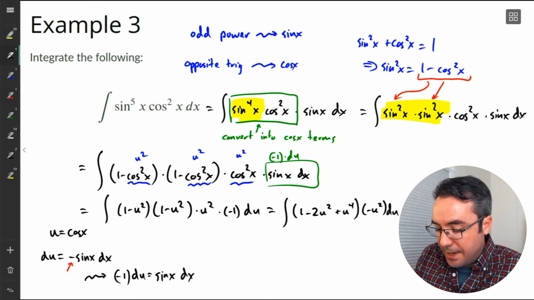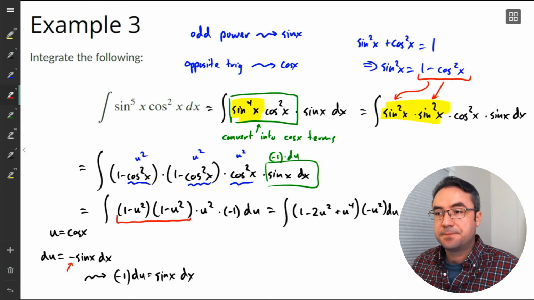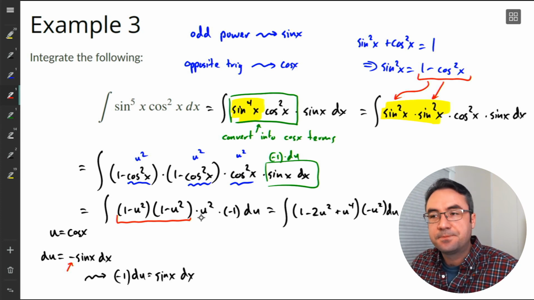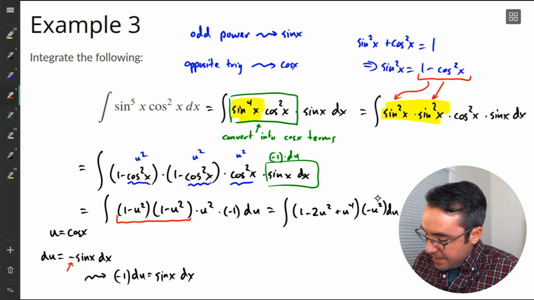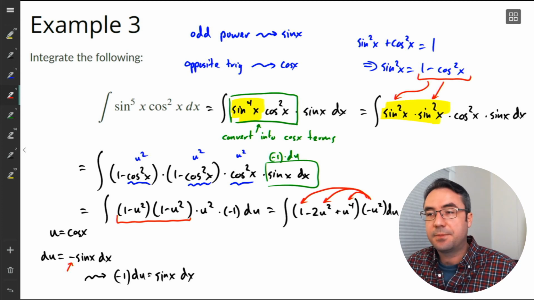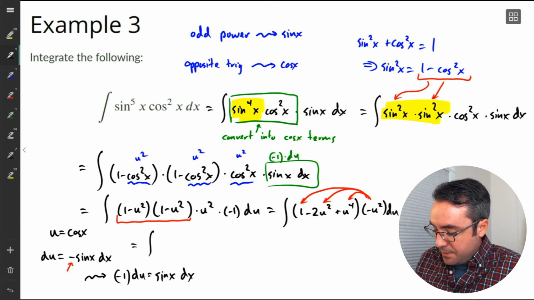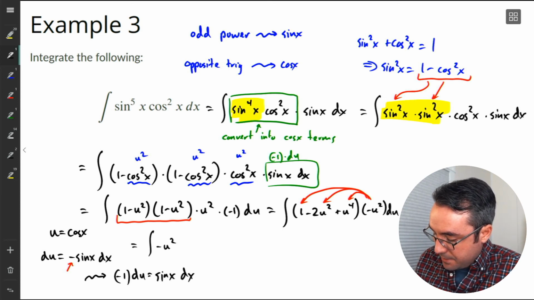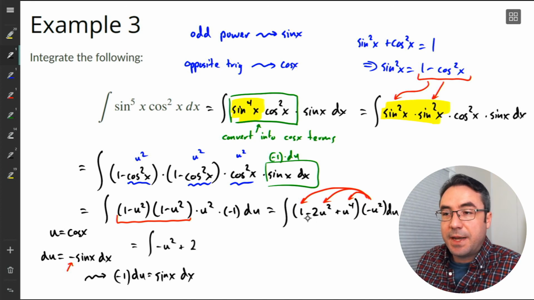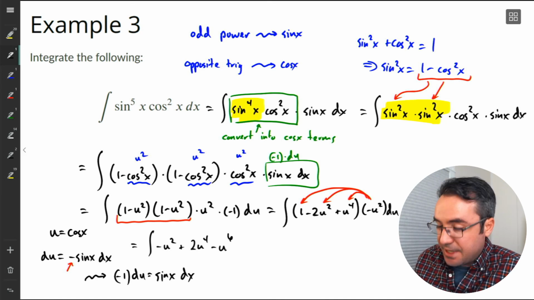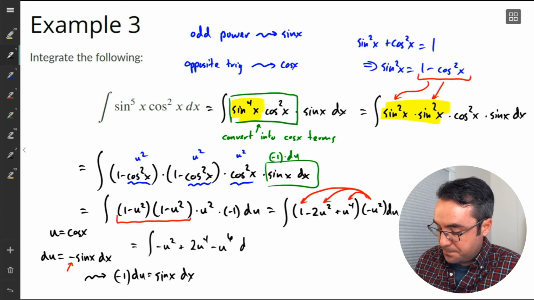So we've multiplied this out, and we've also multiplied the negative 1 with the u squared. Now let's take that negative u squared and distribute it inside the parentheses. When we do that, what do we get? The integral of negative u squared, plus, so we end up with a double negative, so it becomes positive, plus 2u to the 4th minus u to the 6th, du.